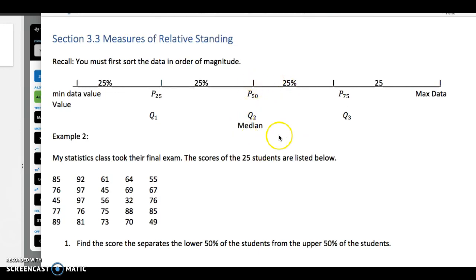And basically, we already discussed how to find the median. Well, to find this value, you would just find the median of the lower 50% of the data, and you would find the median of the upper 50%. But we're not going to spend time doing it by hand since the graphing calculator will do it for us.